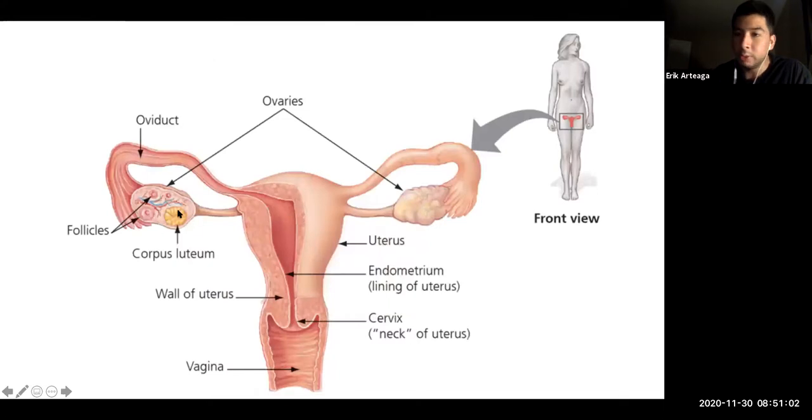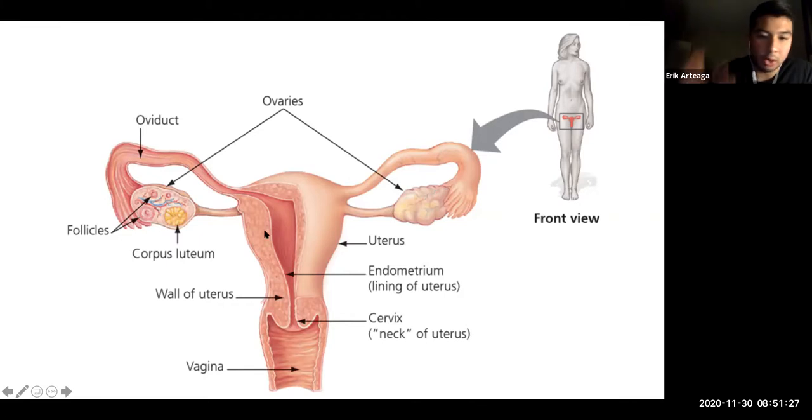The corpus luteum again is going to be releasing the egg. This is that swollen development in the ovary during ovulation. That's going to release the egg. You have the oviduct where the sperm meets the egg and fertilizes it, and then you have the implantation in the uterus. The endometrium, or the lining of the uterus, will be full of blood and vessels ready for that egg to implant.